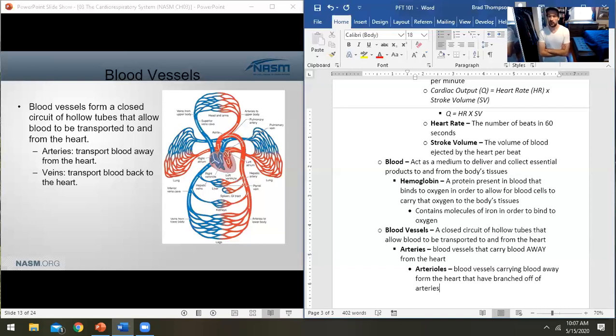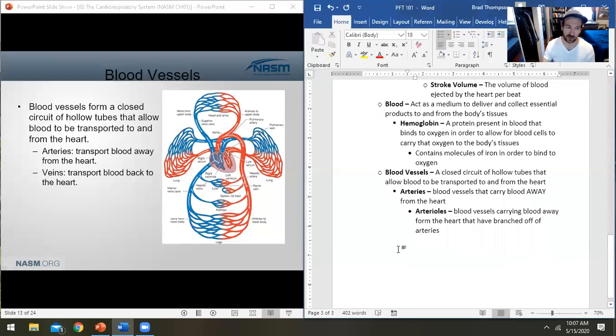So basically, these are just like arteries, except they're smaller, right? They're much smaller in size. They have much lower pressure, thinner walls. Now, eventually, your arterioles are going to branch off even smaller. They're going to get smaller and smaller and smaller. They're branching more and more, and that's causing them to get even tinier. Eventually, they will form what are called capillaries.